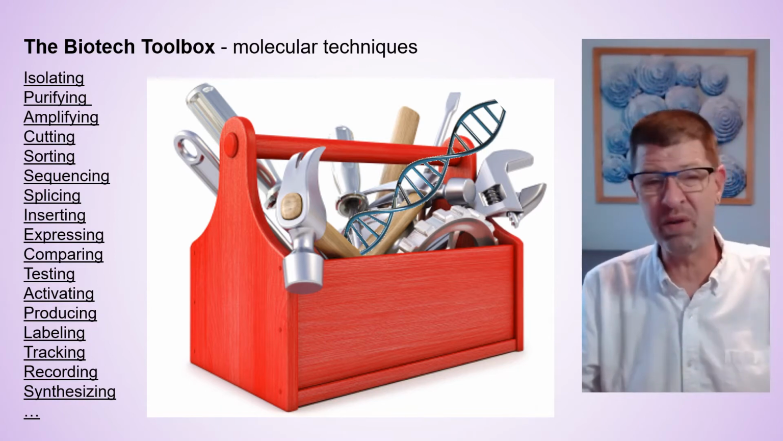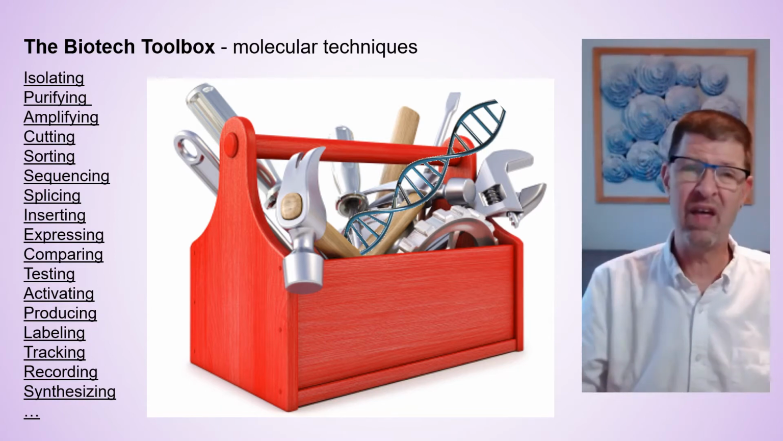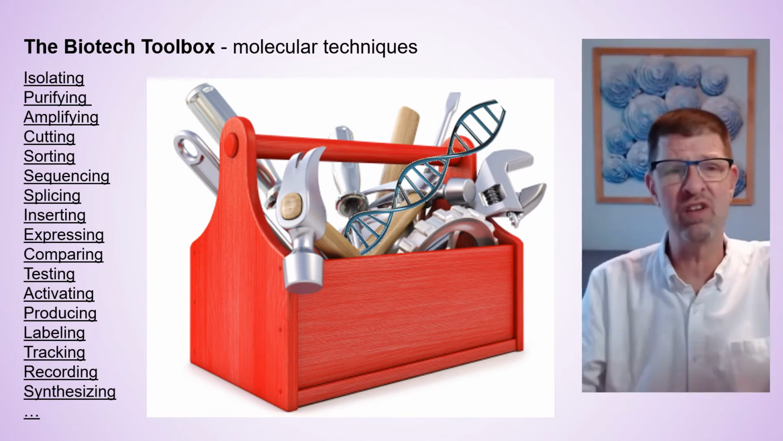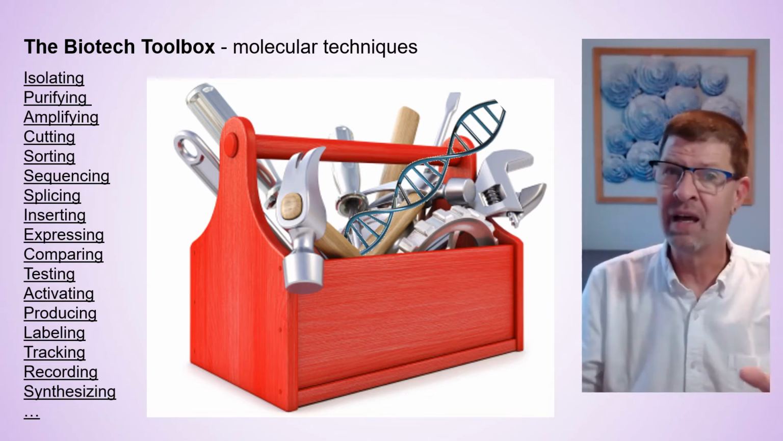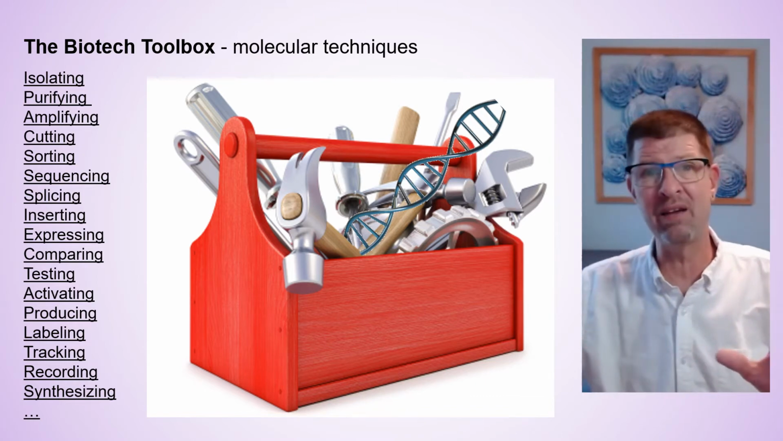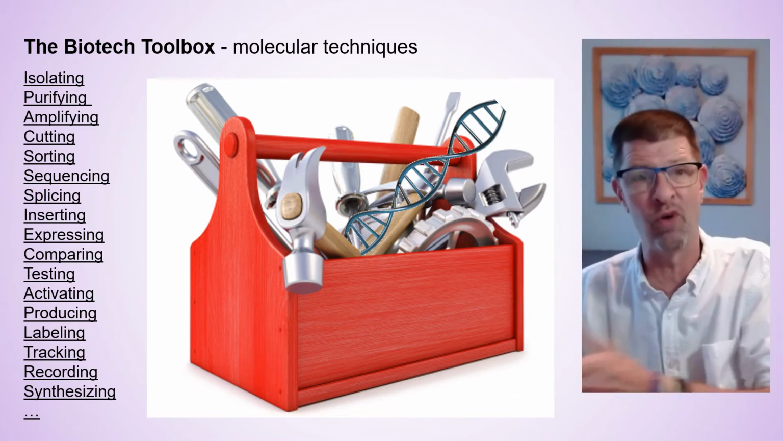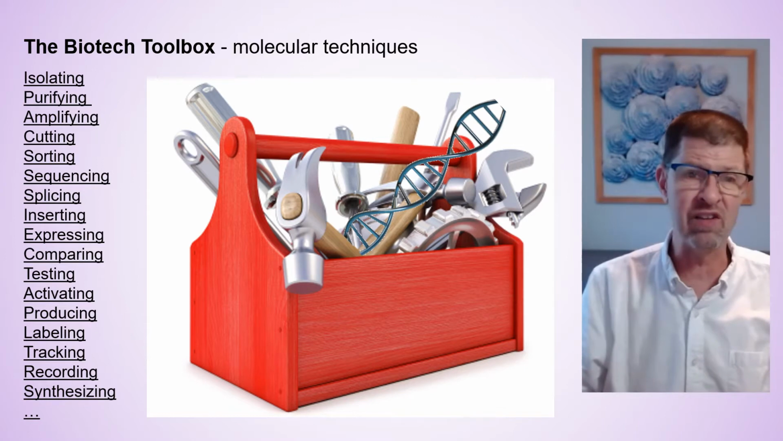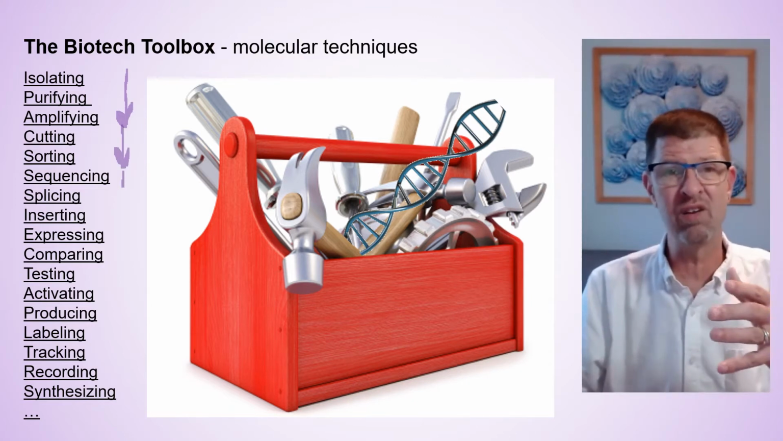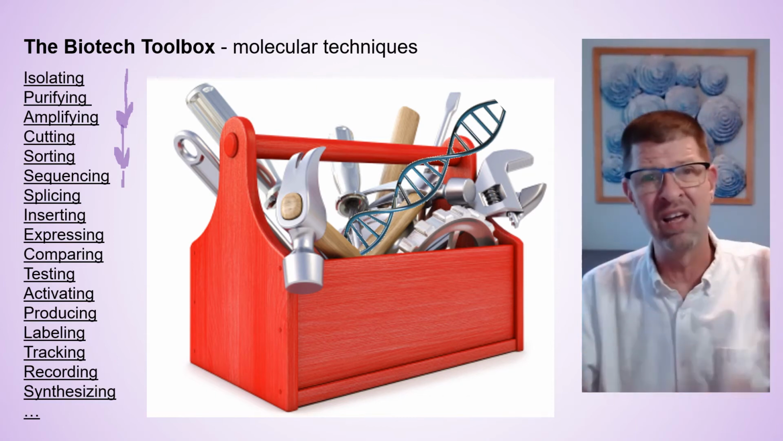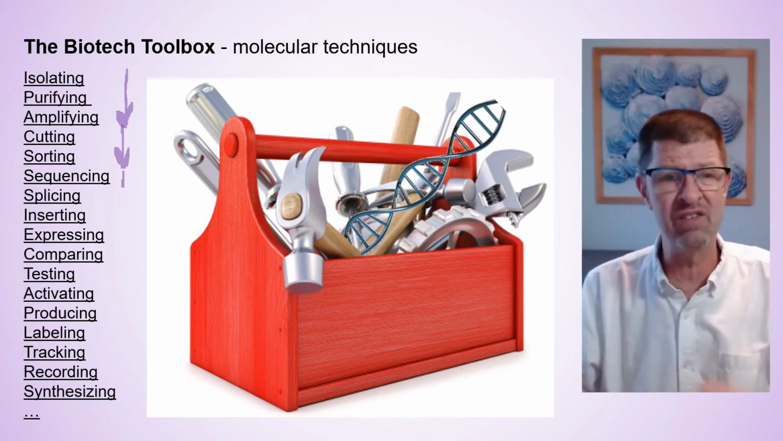I just came up with some quick verbs that make it possible for you to see the diversity of different things that we might do with DNA to manipulate it and to make something that didn't exist before we manipulated it. We can isolate genes. We can purify them. We can amplify them, which is making extra copies of them. We can cut them. We can sort them. We can sequence them to find out what the exact series of nucleotides is in those genes.